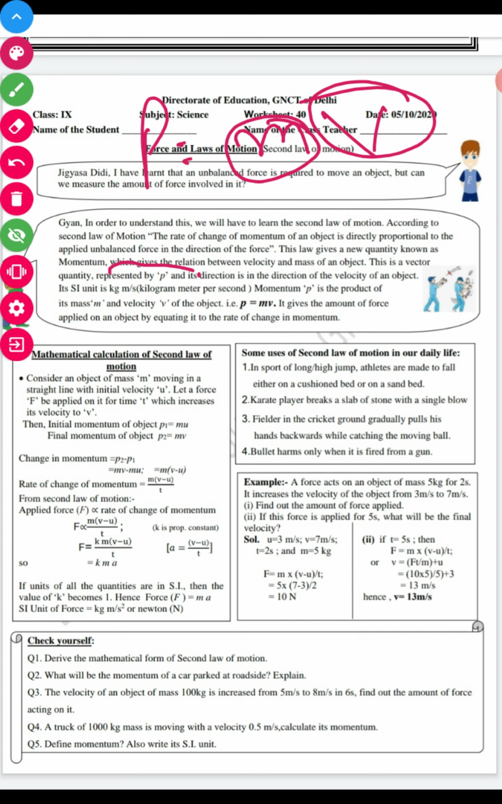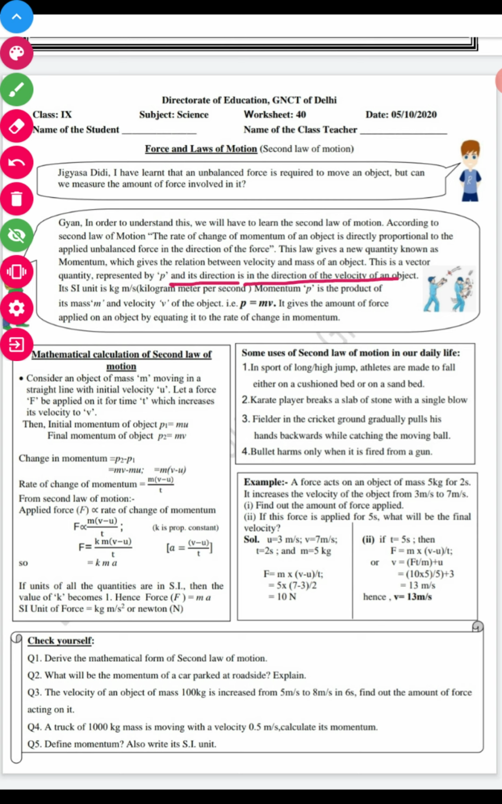Momentum gives us the relation between the velocity and the mass of an object. This is a vector quantity because the object moves in the direction of the force applied. It is written by P, and its direction is the direction of the velocity of an object. Its SI unit is kilogram meter per second. Momentum P is the product of mass and velocity.